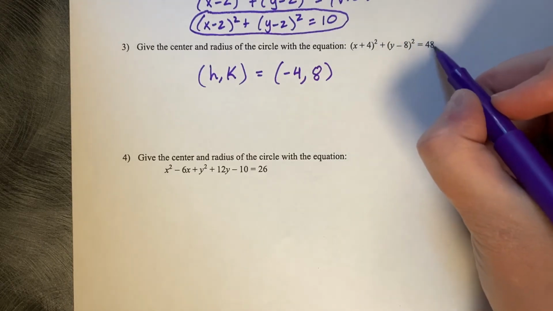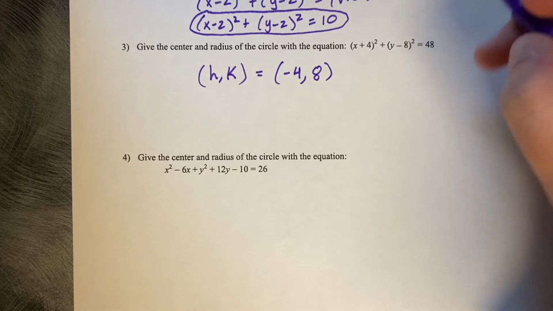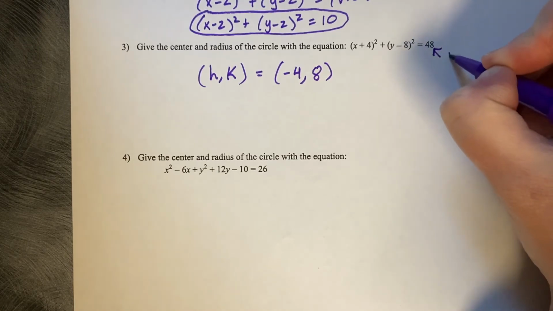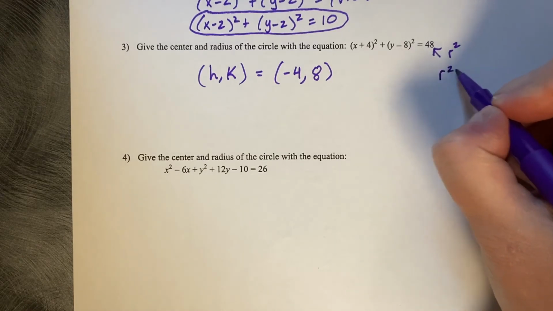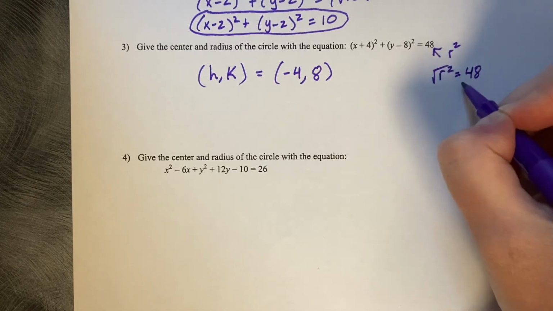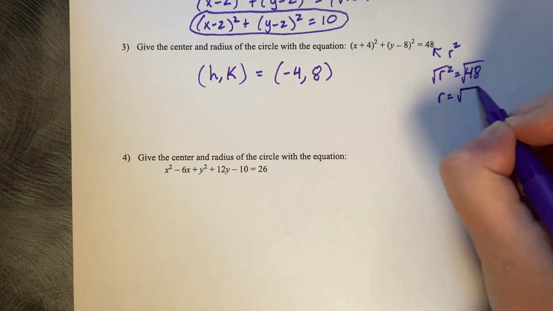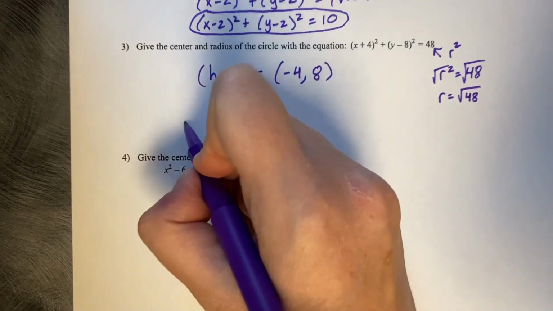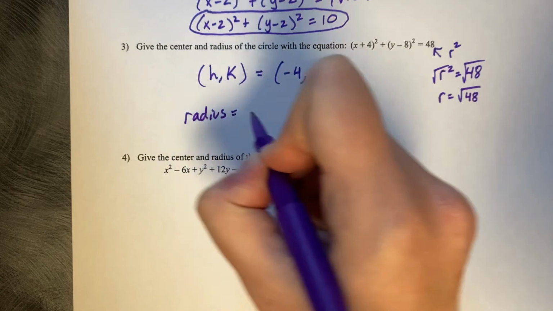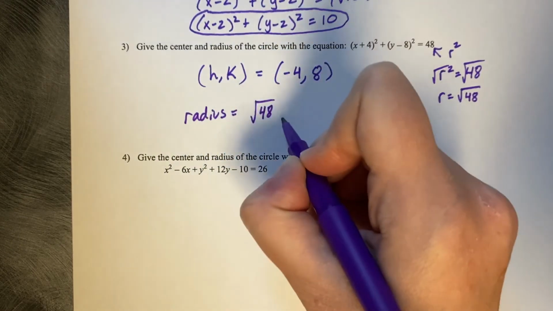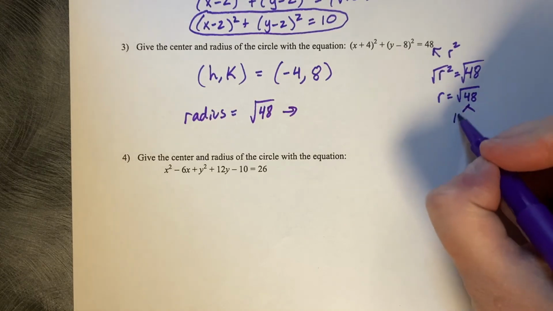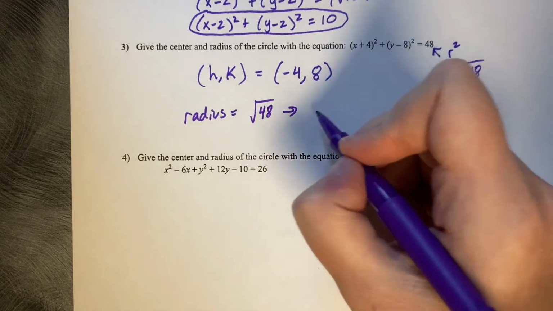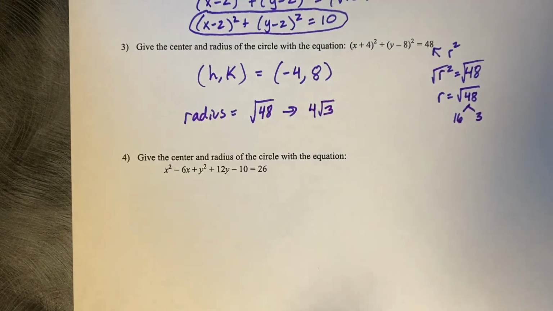And then our radius right here is inside of 48, because 48 actually represents r squared. So if we work backwards, r squared equals 48, the square root. So r equals the square root of 48. And then you can write that politely. That reduces to 16 times 3. So that would be 4 root 3, which is a polite way to write that.